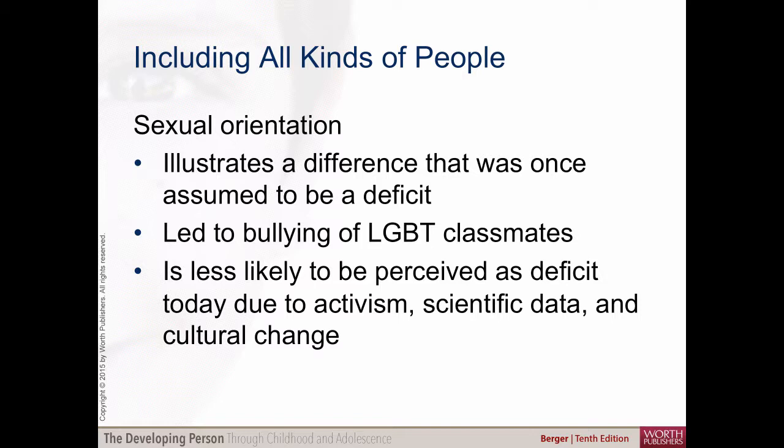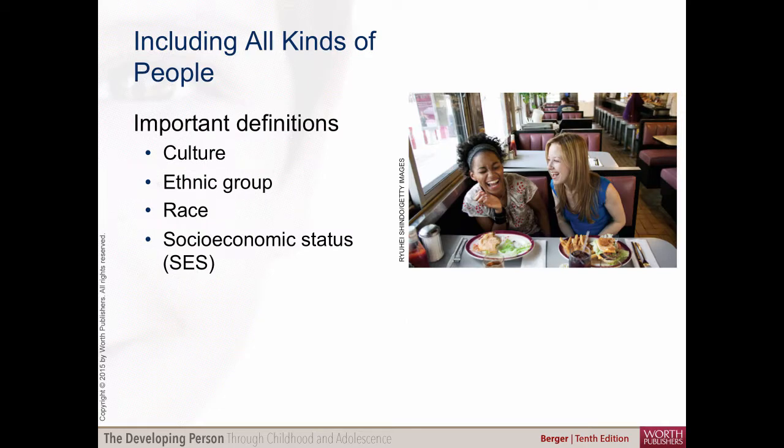An example of this is sexual orientation. It illustrates a difference that was once assumed to be a deficit. 50 years ago, we thought something was wrong with someone who was born with a different sexual orientation. It led to a lot of bullying of LGBT classmates, and they were more likely to be considered as having a deficit that we were going to change. Nowadays, because of activism and scientific data and cultural change, we are realizing that it's not a deficit. So including all kinds of people is important.